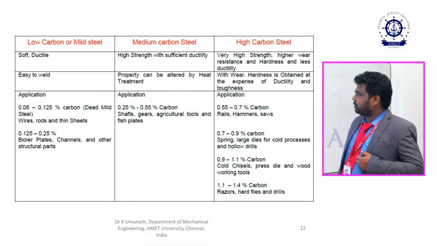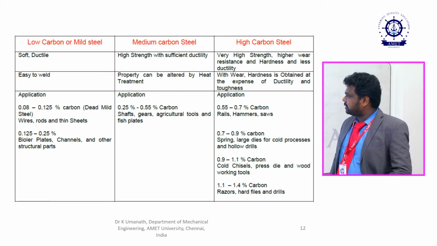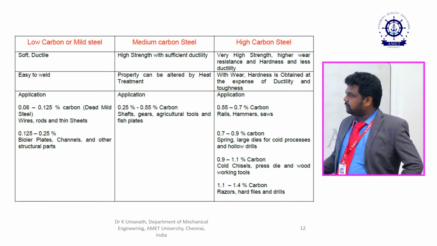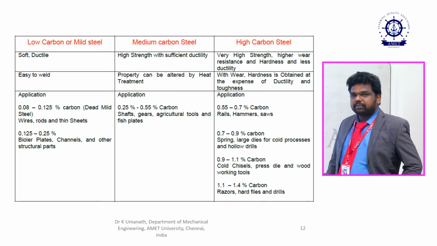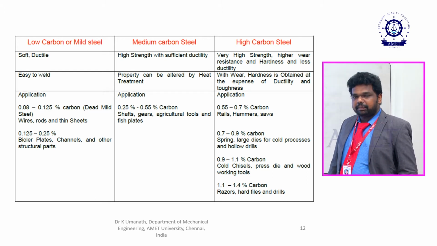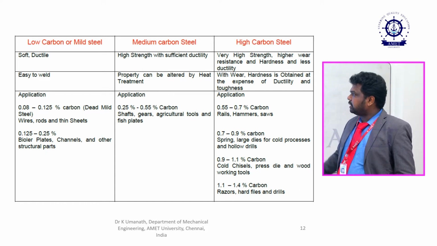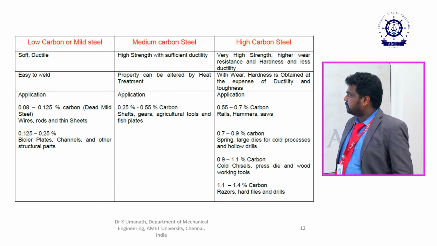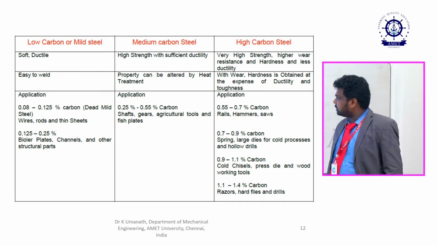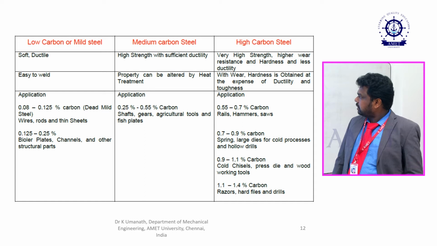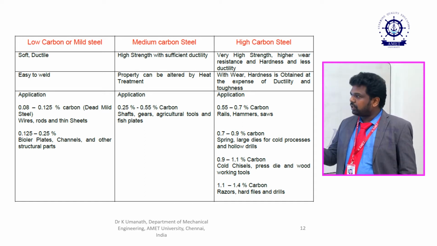So this table shows low carbon steel, medium carbon steel, and high carbon steel, classified based on their properties and applications. Low carbon steel is soft and ductile, medium carbon steel has high strength with sufficient ductility, and high carbon steel has very high strength, high wear resistance, and hardness, but less ductility compared to low carbon steel.